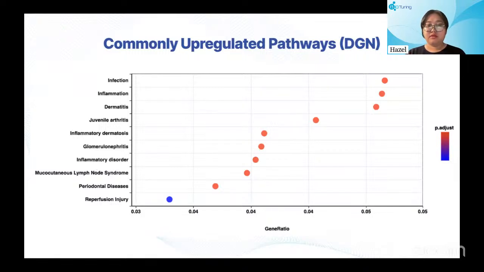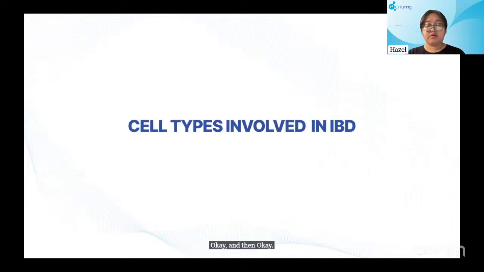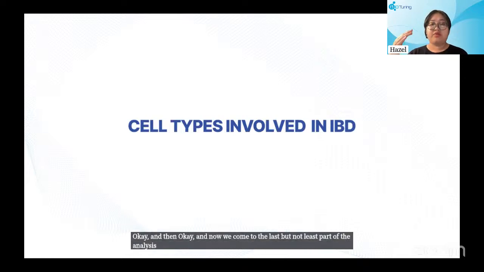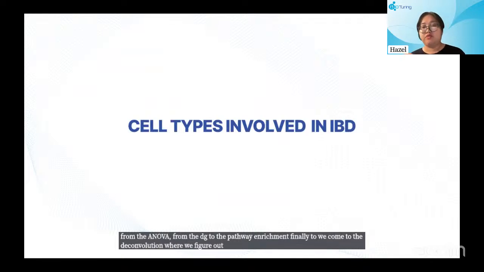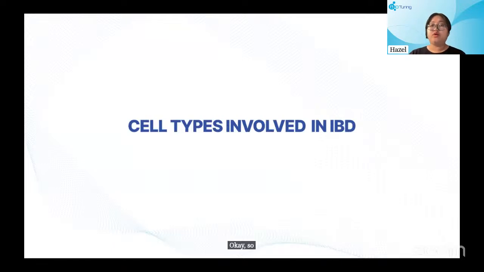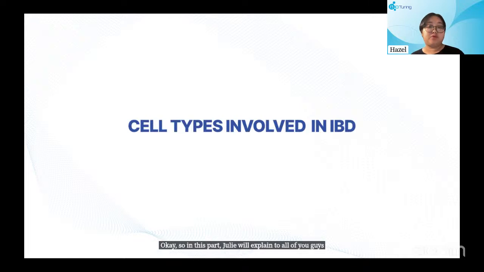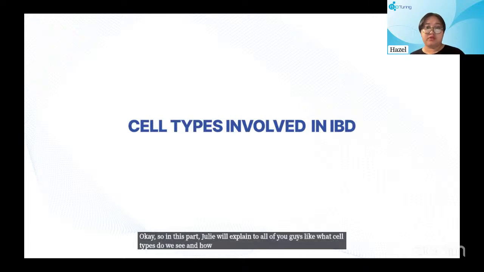Okay, and now we come to the last but not least part of the analysis. After a very streamlined experimental design, from the ANOVA, from the DGE, to the pathway enrichment, finally we come to the deconvolution, where we figure out what cell types are involved in the mechanisms of the two diseases. In this part, Julie will explain what cell types we see and how they differ between normal and disease.